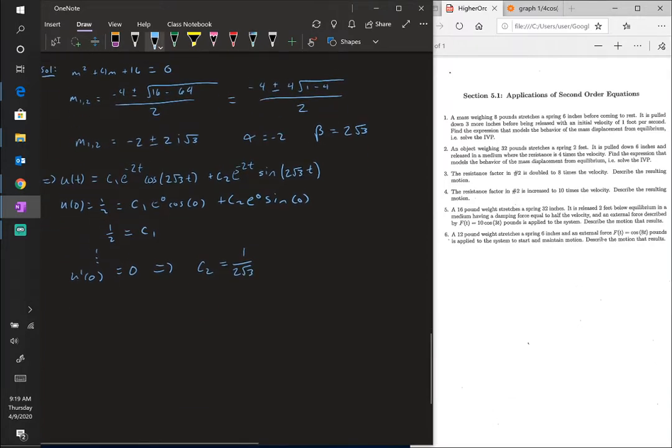So our position, displacement as a function of time, is going to be 1/2 e to the -2t cosine of 2 square roots of 3 t plus 1/2 square roots of 3 e to the -2t sine of 2 square roots of 3 t. And if we plot that one, see what happens.